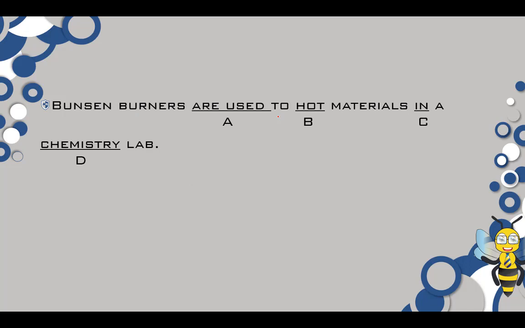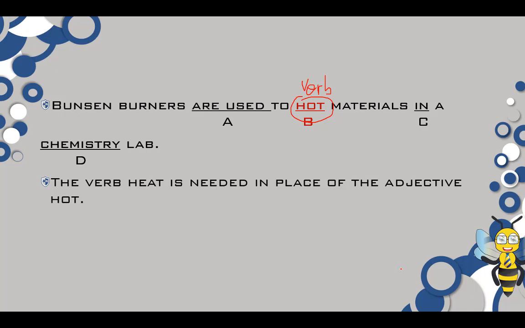What about this one? Bunsen burners are used to hot materials in a chemistry lab. Very good. Hot is an adjective, and actually here we need a verb, right? The verb heat, not the adjective hot. Well done.